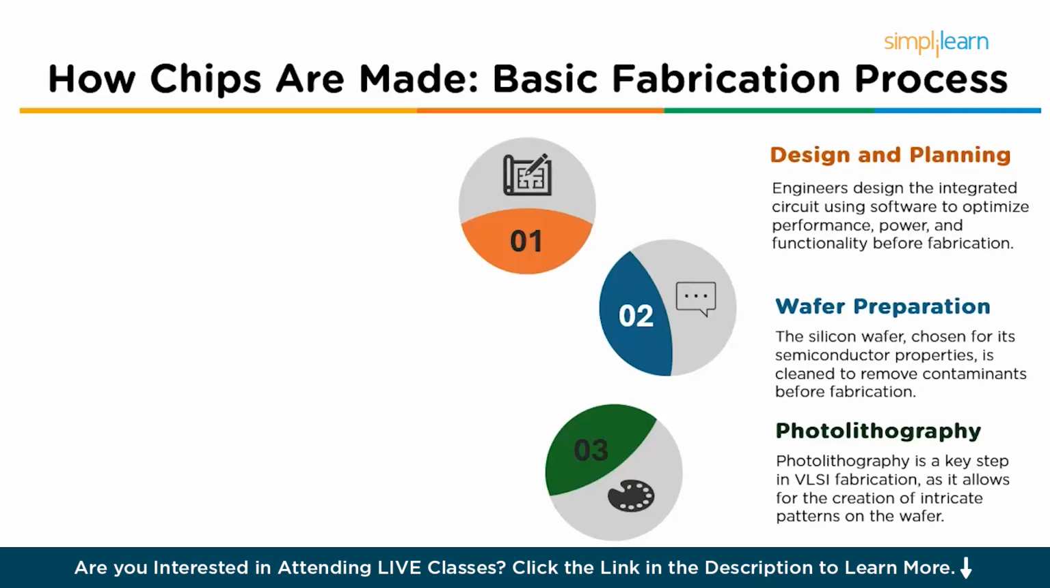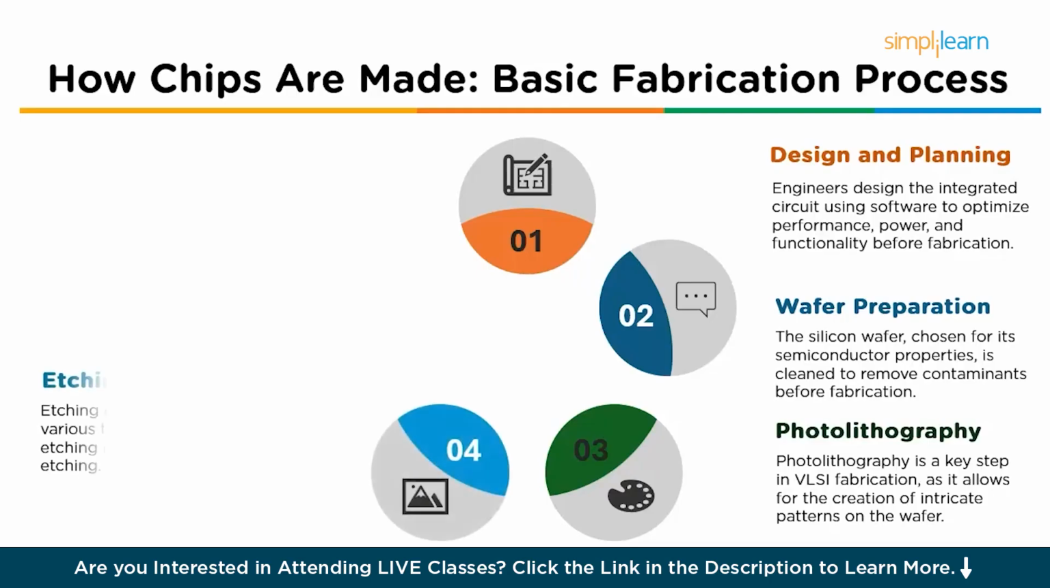So the areas exposed to light undergo a chemical change, allowing the pattern to be developed on the wafer. The fourth one is etching. After the photolithography step, the wafer undergoes an etching process to remove unwanted portions of the photoresist and underlying materials. Etching can be done using various techniques, including dry etching using plasma and wet etching using chemicals. The remaining material forms the transistor gates and other components of the ICs.